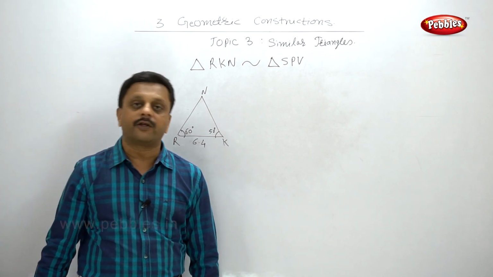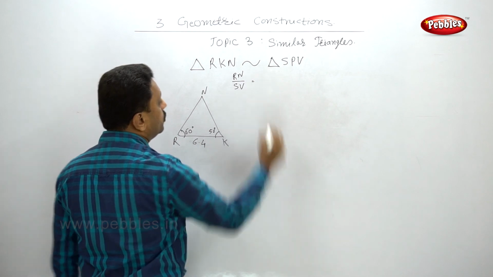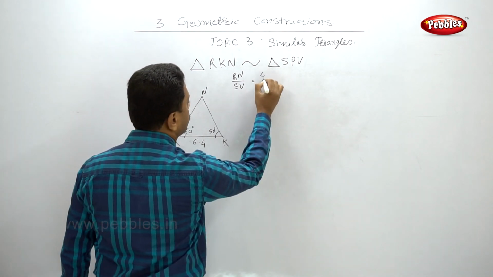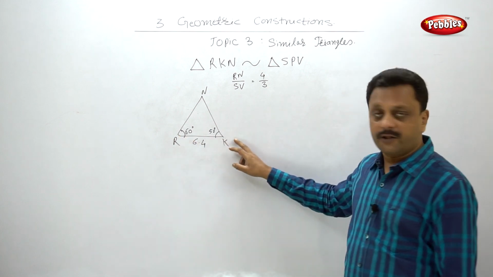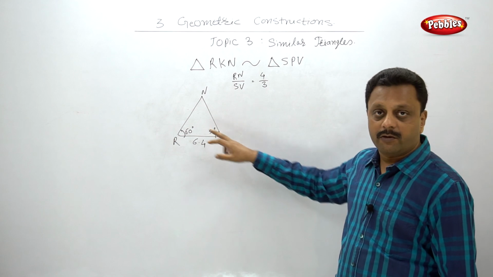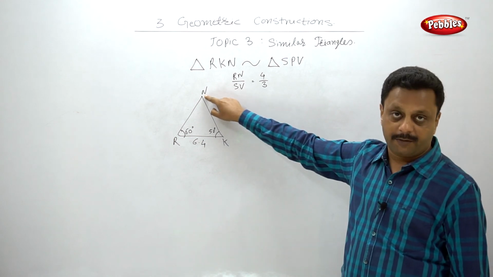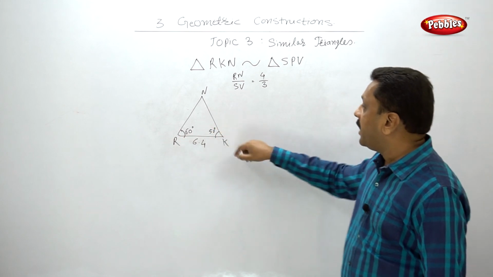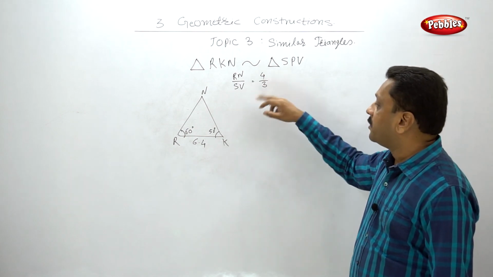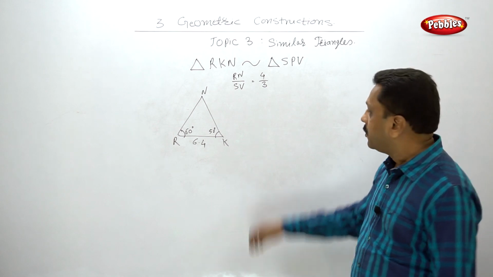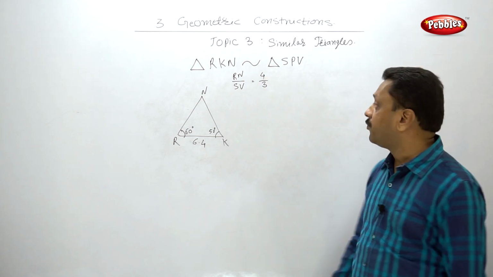RN upon SV is equal to 4:3. How will you construct both the triangles? Very simple. Draw RK first, 6.4. Both the angles are given. Draw two rays. Where those two rays intersect each other, there you will get point N. Correct? Now, RN upon SV is 4:3, so definitely these two triangles have sides in the ratio 4:3. So RK upon SP will also be in the ratio 4:3.